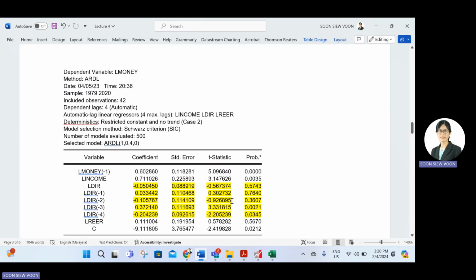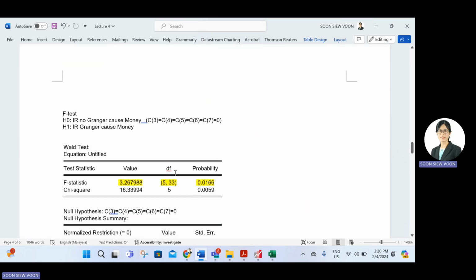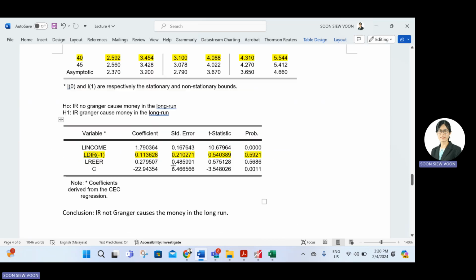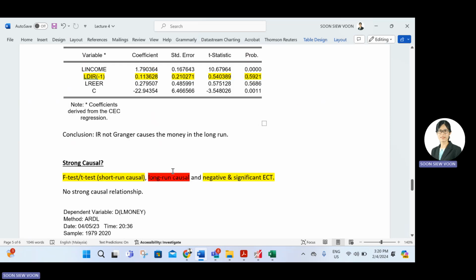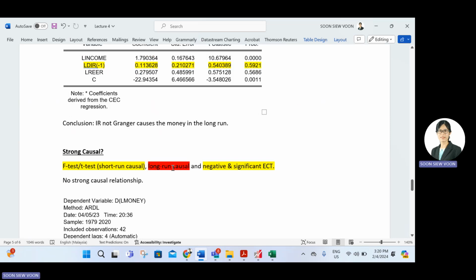This is your long run result. And previously, this is your short run result. So in the short run, there is a causality at 5%. But in the long run, there is no Granger causality from the interest rate to the money. Yes, there is a short run, but no long run.